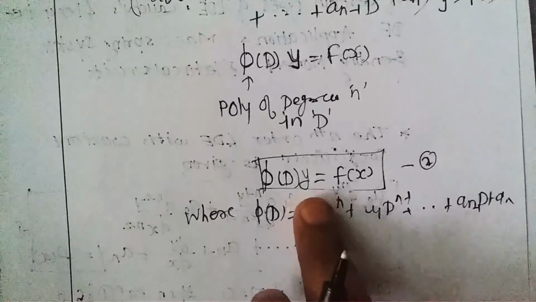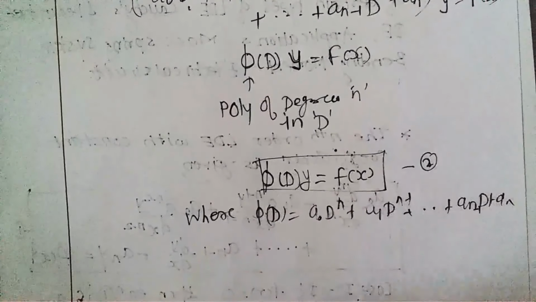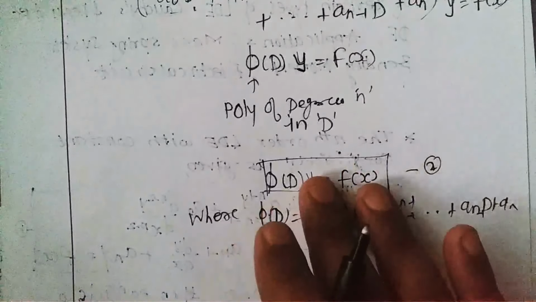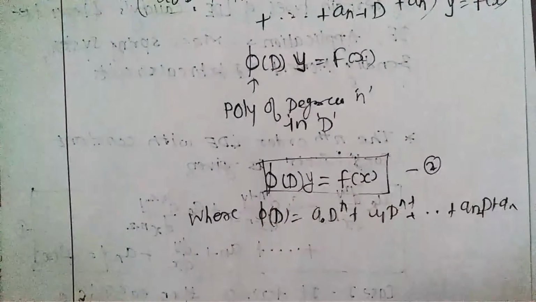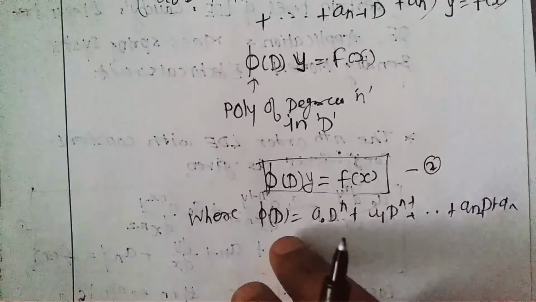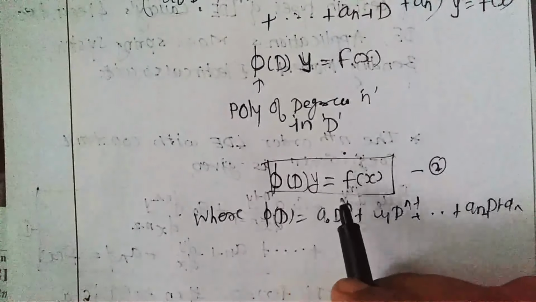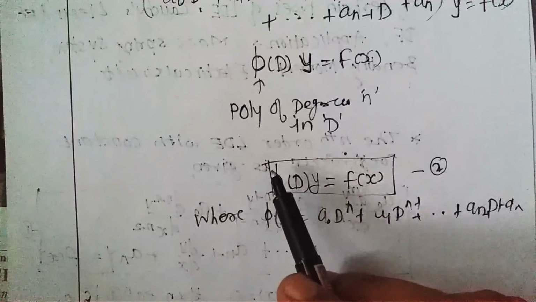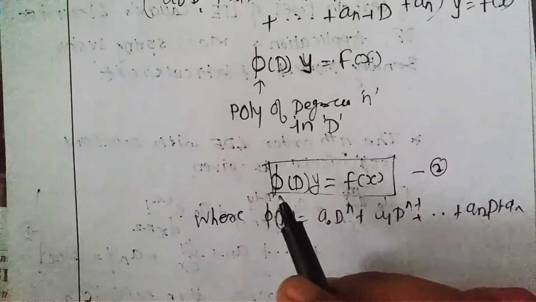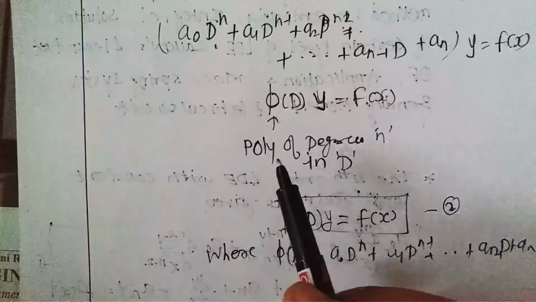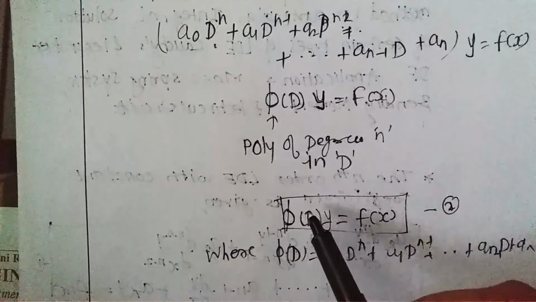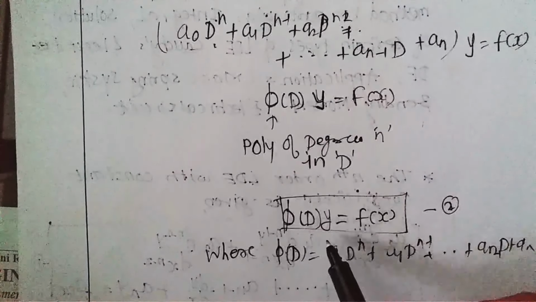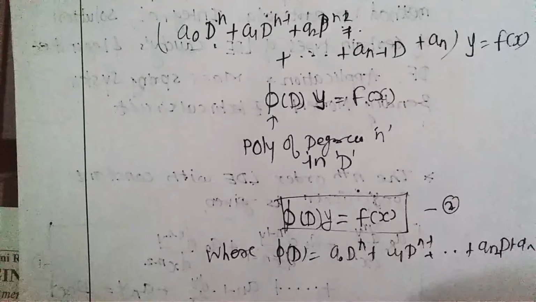If this type of form comes in front of you, the meaning is a linear differential equation of nth order. In examples also we are going to use this notation, so you must understand the meaning of phi of D. Phi of D is a differentiating polynomial, a polynomial in D, where D is the derivative. We are operating that polynomial on y to get the function f of x. So these types of equations are called linear differential equations of order n.